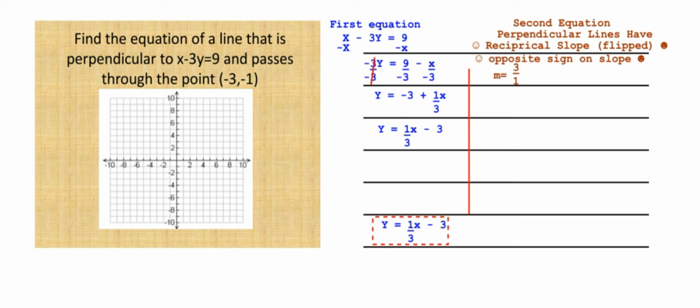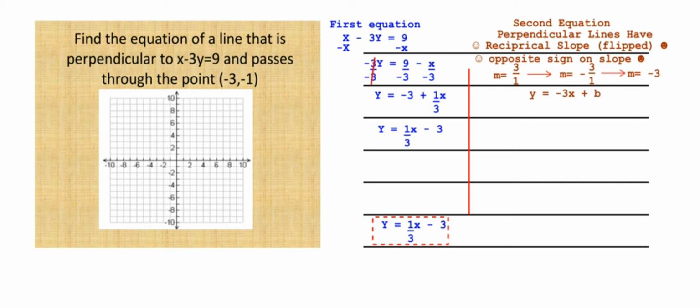So notice that on our previous equation, we had a slope of 1/3. So we have to flip it. Instead of 1 over 3, it becomes 3 over 1. And notice that we also need the opposite sign. So therefore, we need the slope to be negative. So our slope finally becomes minus 3 over 1. Keep in mind 3 over 1, or 3 divided by 1, is just 3. So m equals -3 is the slope for our second equation.